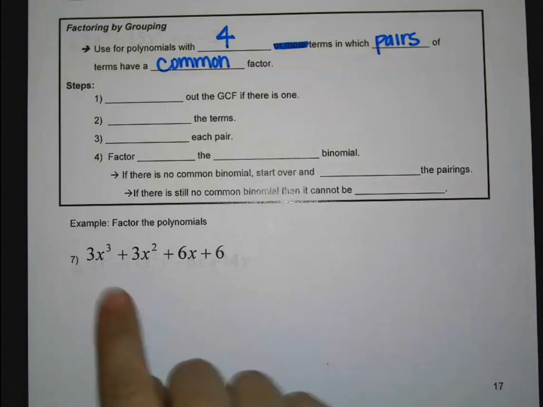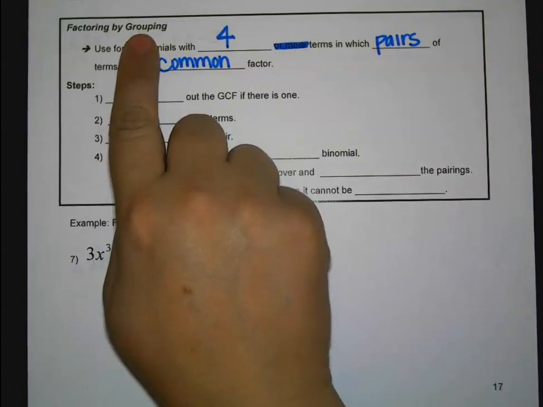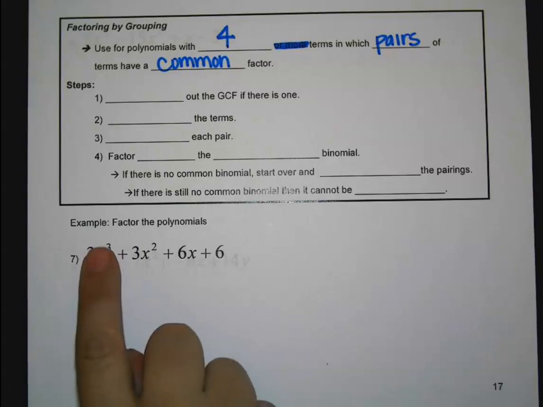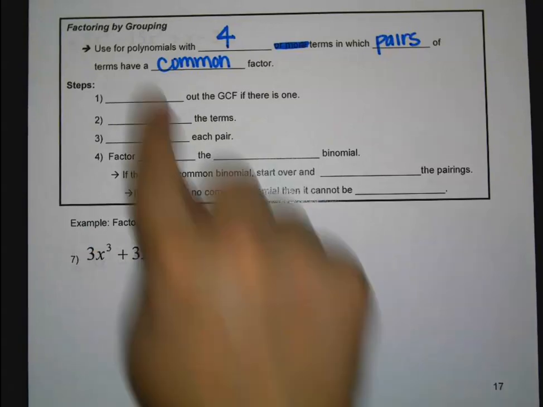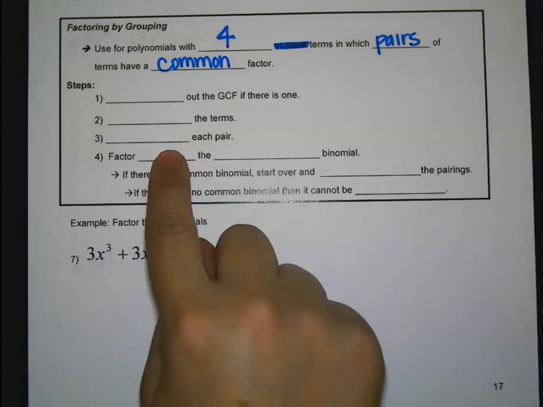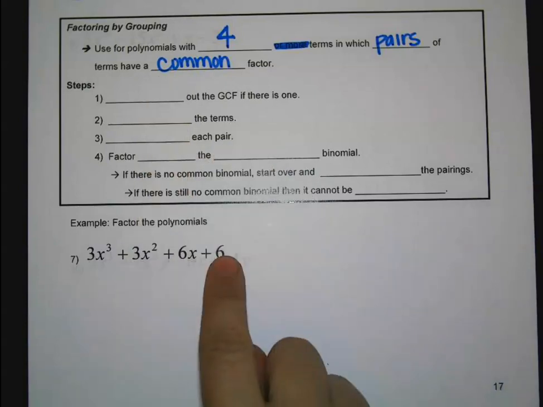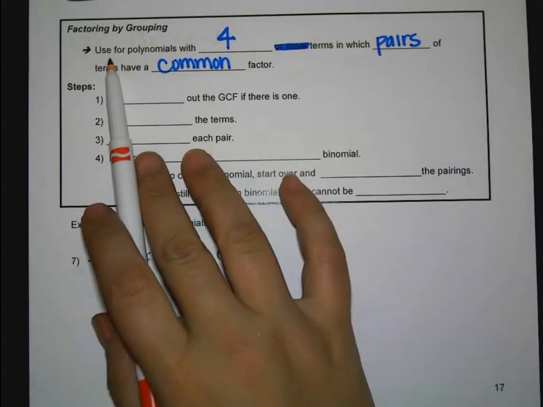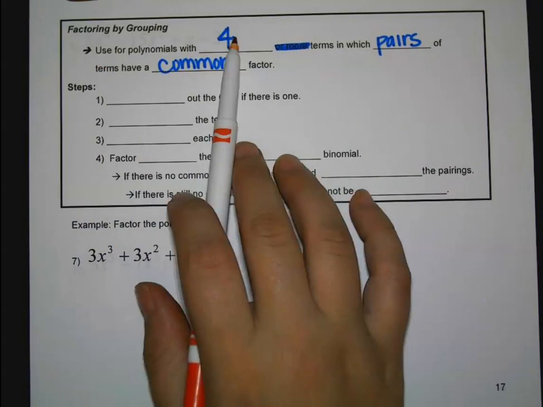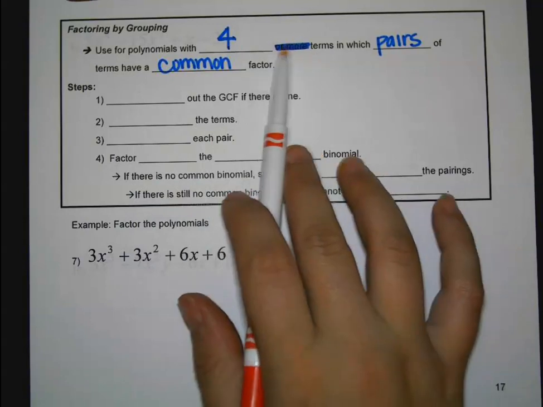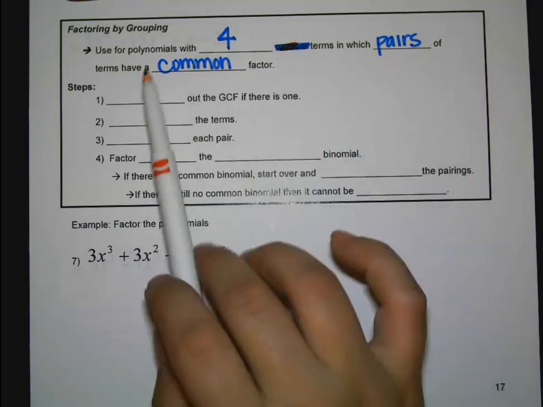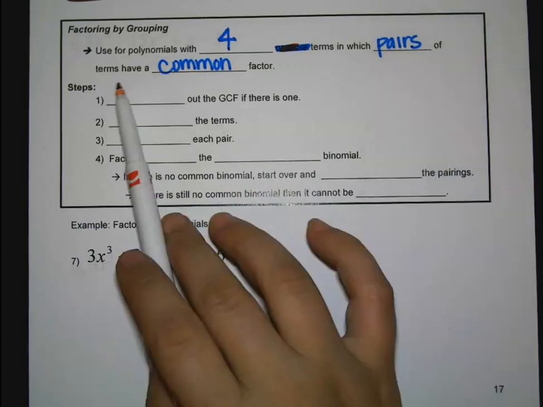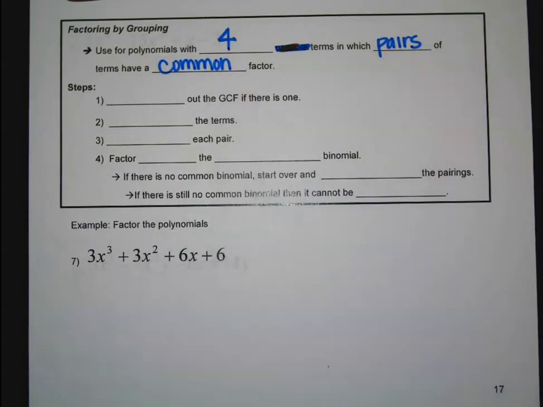So we're going to use the grouping method when you look at a problem and there are 4 terms. So 1, 2, 3, 4. So how do I know to use these steps? When there are 4 terms. That's when I use these steps. So you use this method when the polynomial has 4 terms. So cross that out, I had a typo there. So when it has 4 terms in which pairs of terms have a common factor.